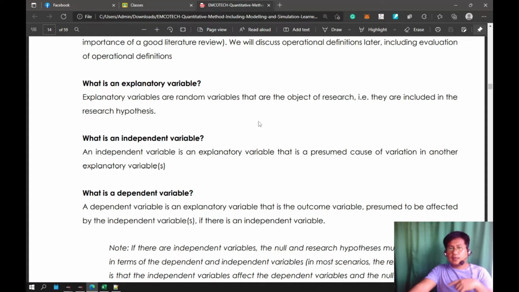Included in the research hypothesis, those explanatory variables, so random variables. And then, what is an independent variable? An independent variable is an explanatory variable also that is presumed cause of variation in another explanatory variable.